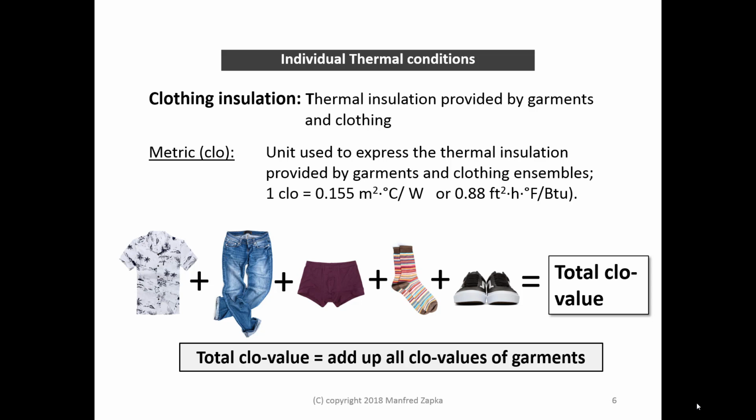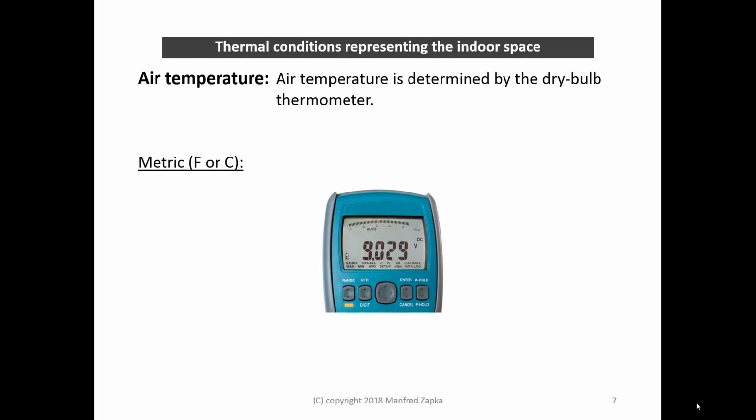Now we go to the thermal condition representing the indoor space, and we have air temperature, which is very intuitive. That's the temperature of the air inside of the indoor space, and it's determined by the dry bulb temperature, either in Fahrenheit or Celsius.